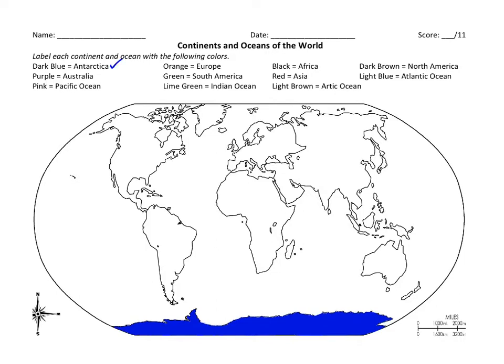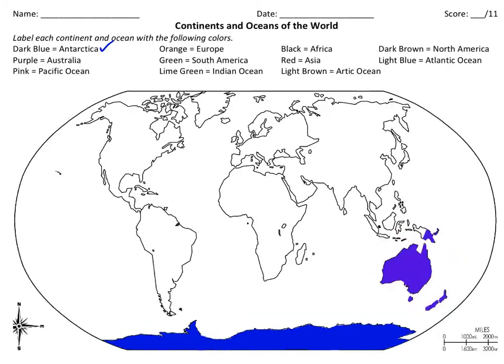And we are going to move on to Australia, which is purple. Australia is right here, so color this purple. So Australia is colored, and also New Zealand and part of Papua New Guinea. That's all part of the continent of Australia. So we're going to mark off Australia.